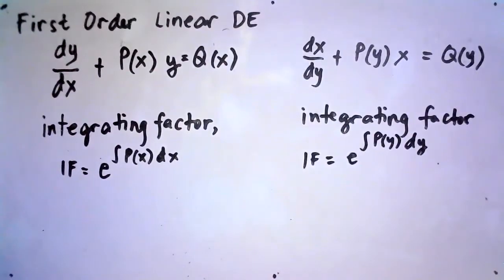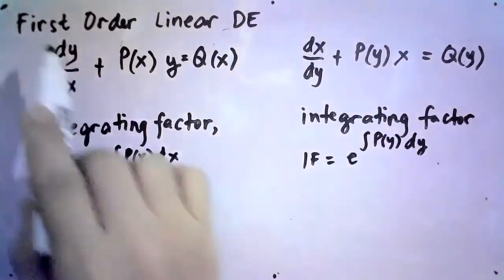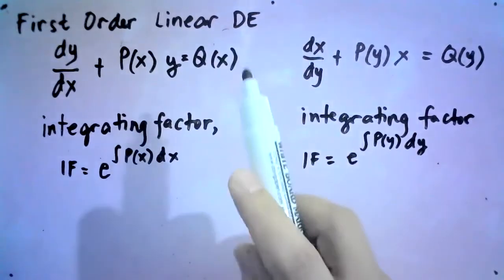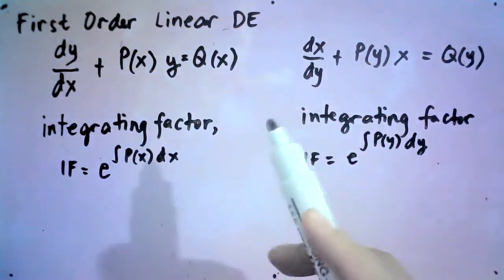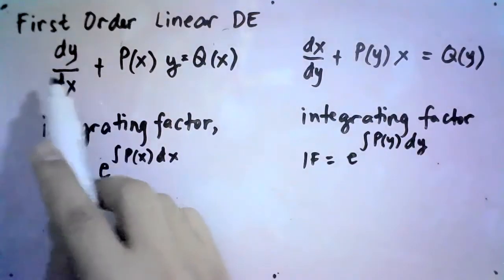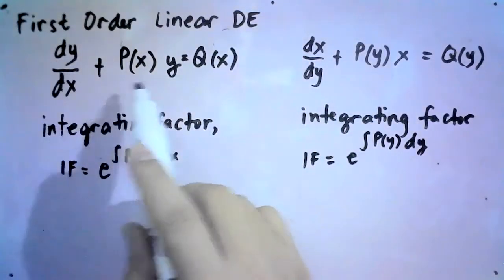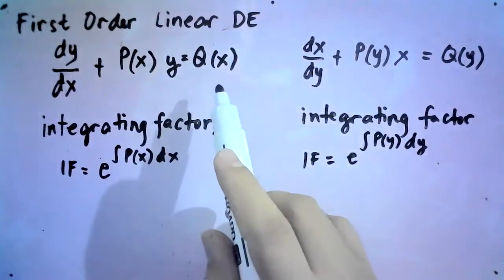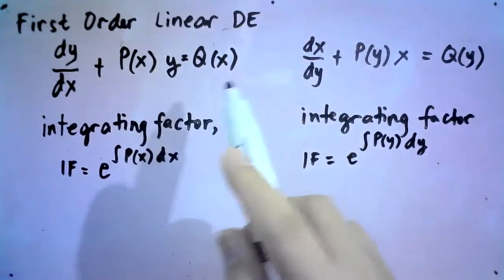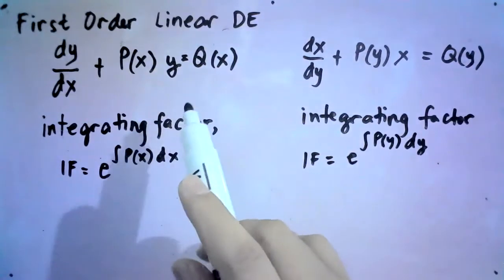Okay, we have our topic in differential equation. We have the first order linear differential equation. Now, if the given equation is in the form of dy over dx plus p of x times y equals q of x, then this is a linear differential equation.